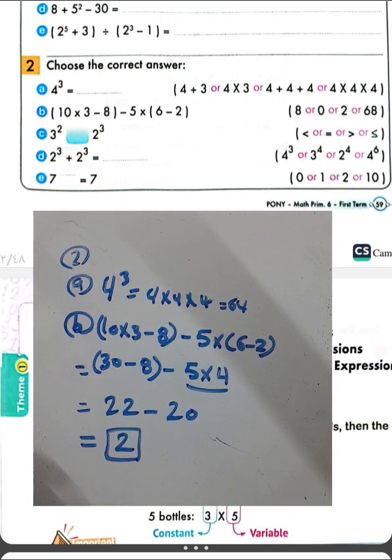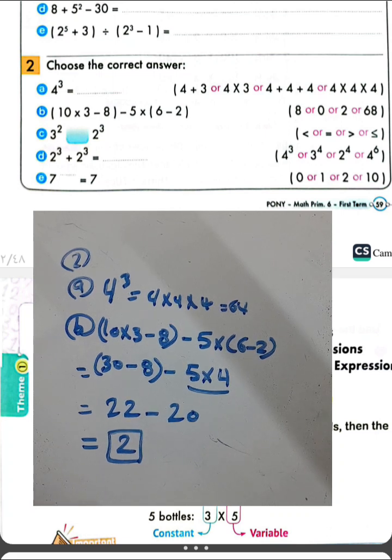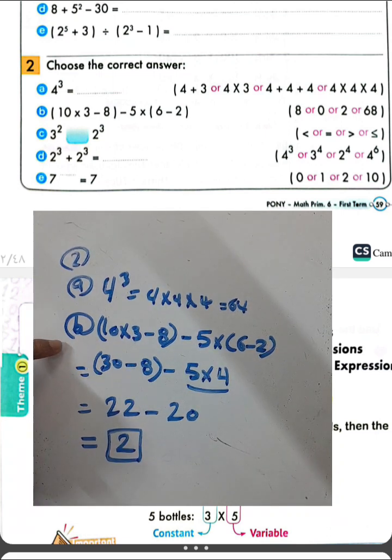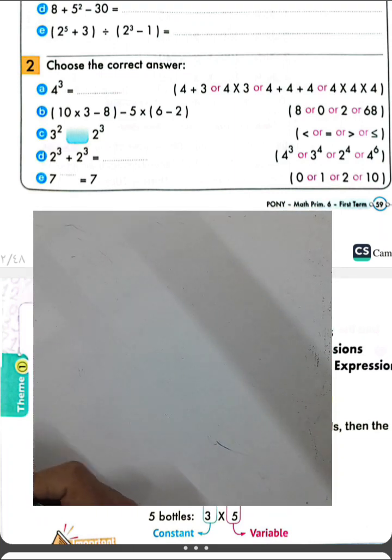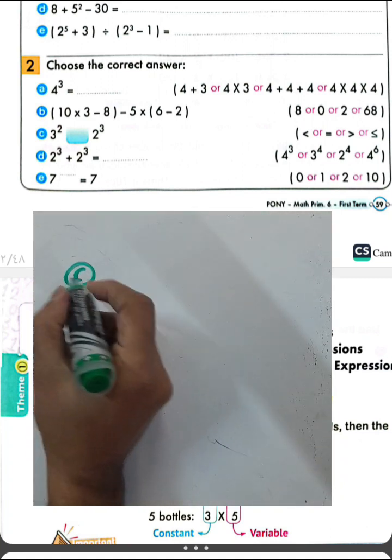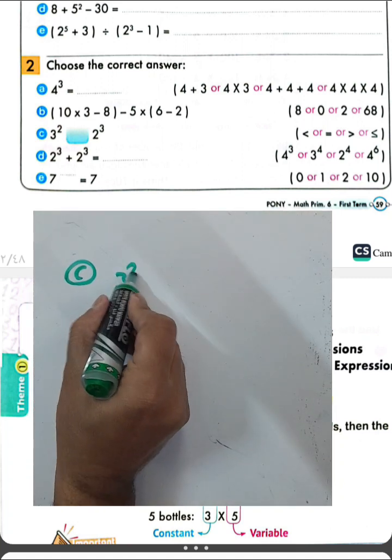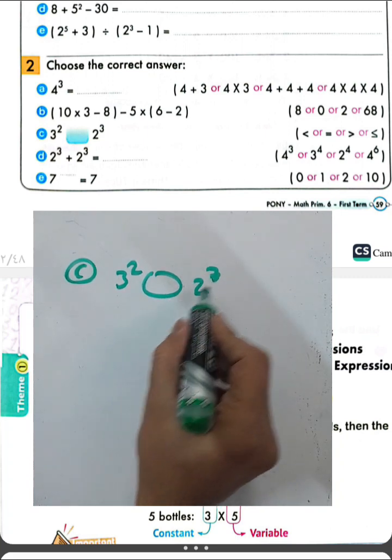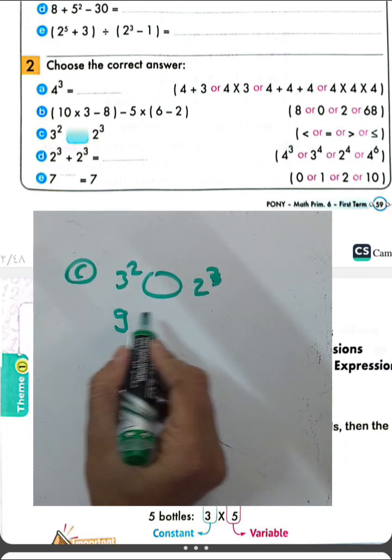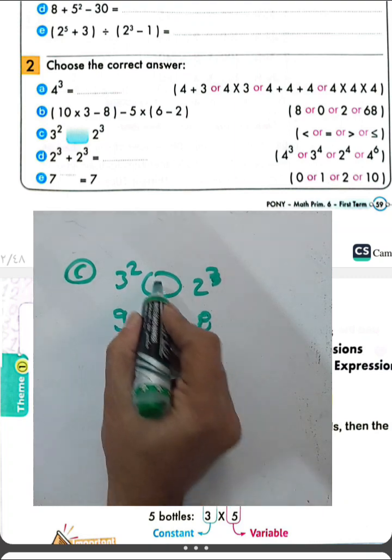Okay, about question 2, letter A, and here letter B, letter C. Comparing between two numbers: 3 power 2 or 2 power 3. 3 power 2 will be 9, and 2 power 3 will be 8, and then 9 is greater than this number.